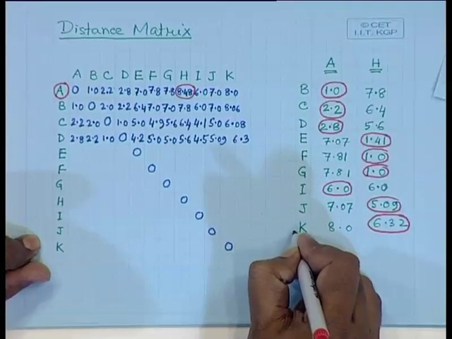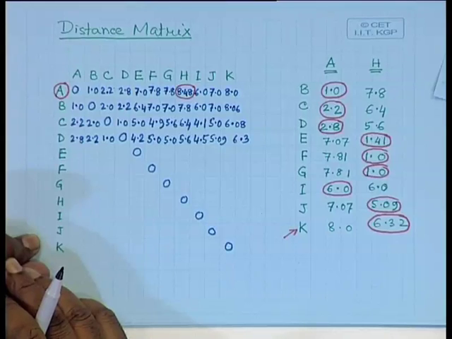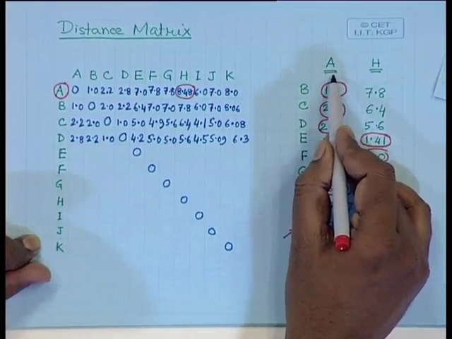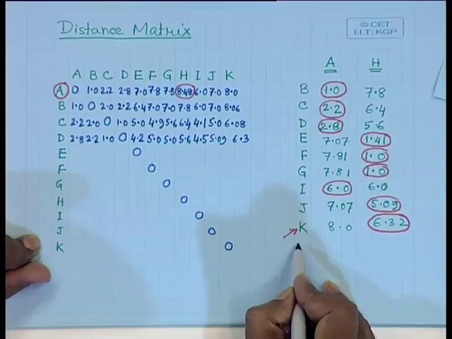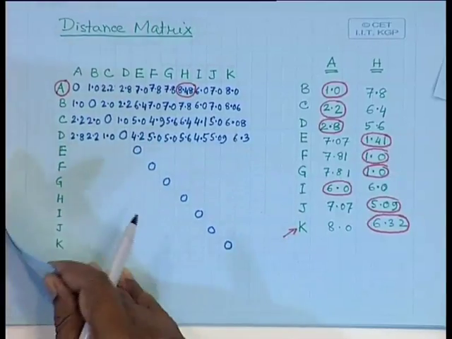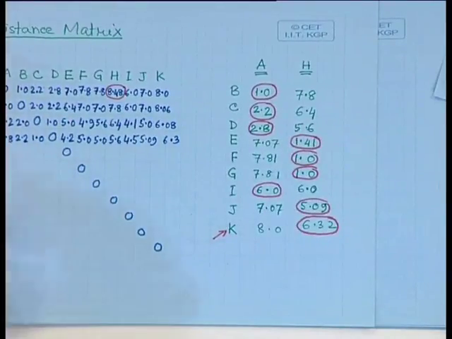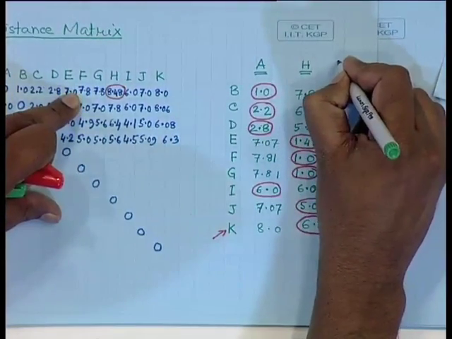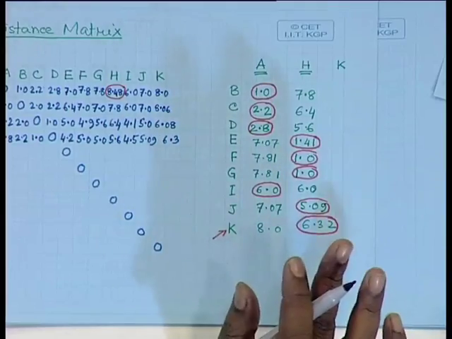So, this point K will be taken as the third cluster center. My first cluster center was A, the second cluster center was H, and the third cluster center is K. Okay. So, once I have this third cluster center, let me include it also. I want to find out the distances from all these points to the point K as well.